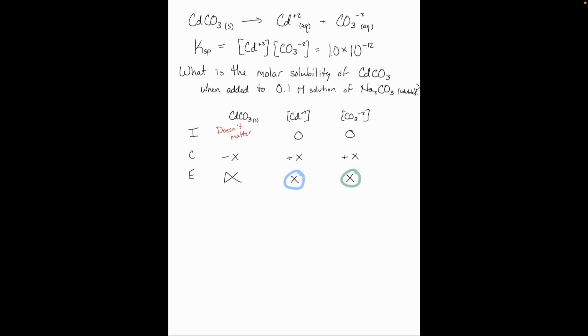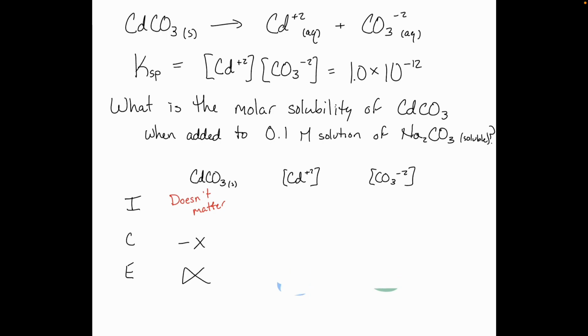All right, so again, I'm going to build my ice table. The amount of cadmium carbonate I start with doesn't matter. What's going to be different about this problem is that while I still start with 0 concentration of cadmium ions, what's the concentration of carbonate ions that I'm starting with? That's 0.1. Right? So it's not going to be 0 in both boxes, because in this problem I'm telling you that we're going to dissolve this into a solution of 0.1 molar sodium carbonate.